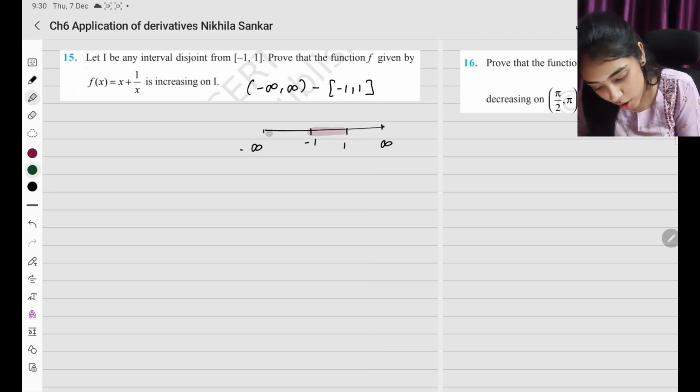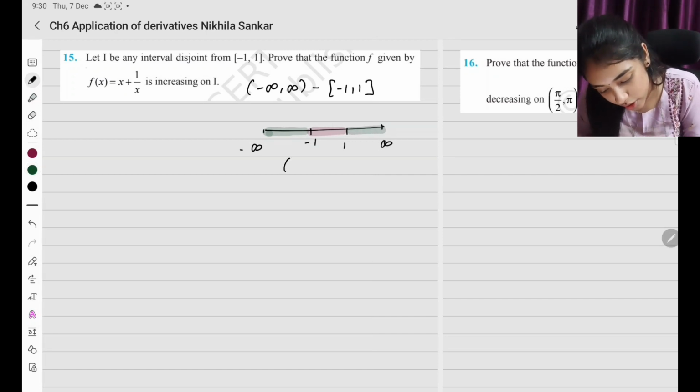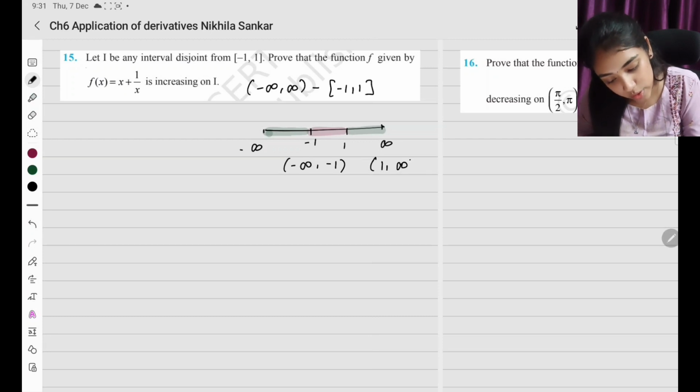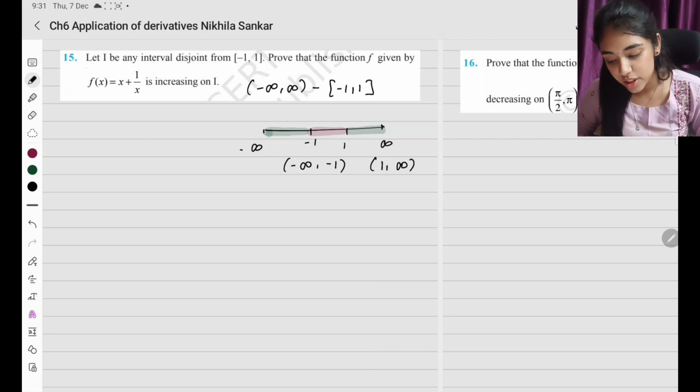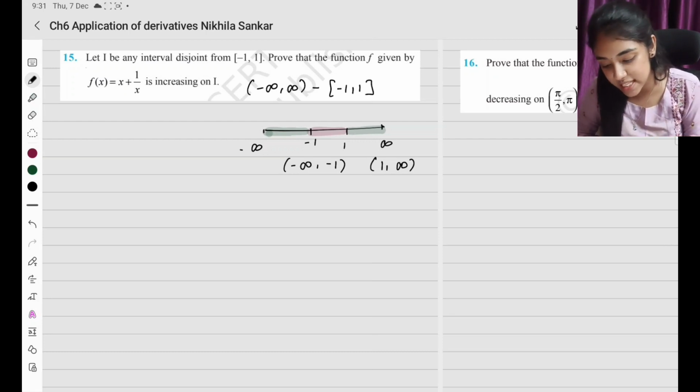So which one do I want? I only want this interval and I only want this interval. So what are the intervals that we are talking about? Minus infinity to minus 1 and 1 to infinity. So this is the interval that we are talking about. Okay. Prove that the function given by this is increasing on I. In the particular intervals, they are asking us to prove the function is increasing.